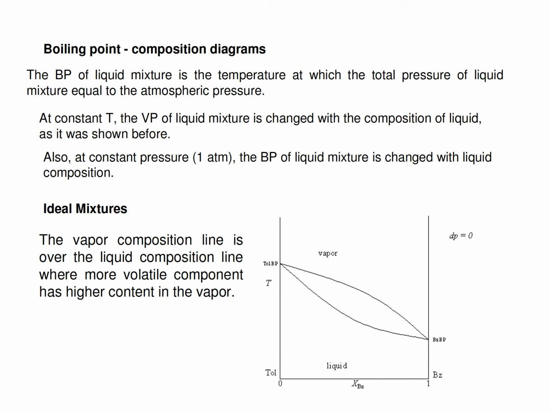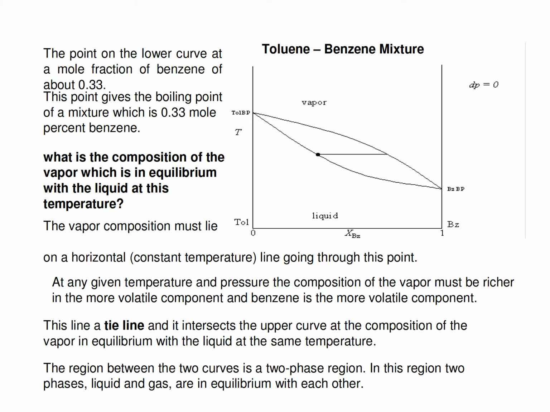Okay, we take as an example the toluene benzene mixture. The point on the lower curve at the mole fraction of benzene of about 0.33 here, this point gives the boiling point of a mixture which is 0.33 mole fraction benzene. Okay, so this is benzene. What is the composition of the vapor which is in equilibrium with the liquid at this temperature? So the vapor composition must lie on the horizontal, constant temperature line going through this point, right?